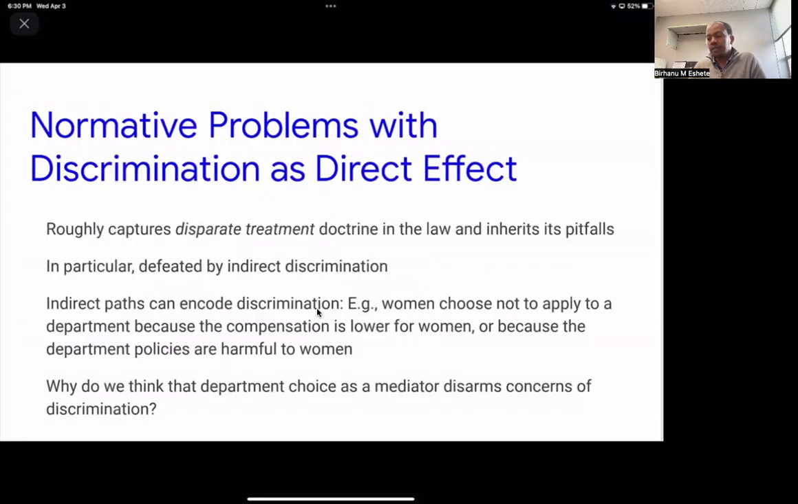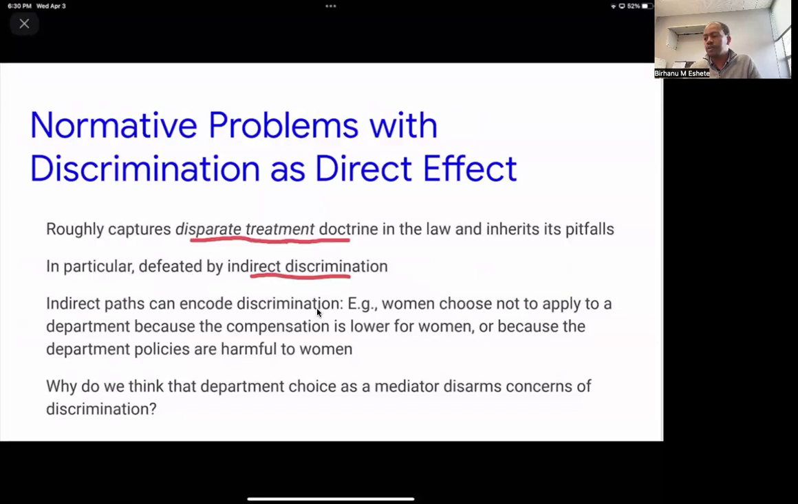But when you look at this direct effect, there are some normative problems with discrimination as direct effect, because this one roughly captures what we call disparate treatment doctrine, among the two doctrines that we talked about in the law, and it inherits its pitfalls. In particular, this is defeated by what we call indirect discrimination, right? So indirect causes can encode discrimination.